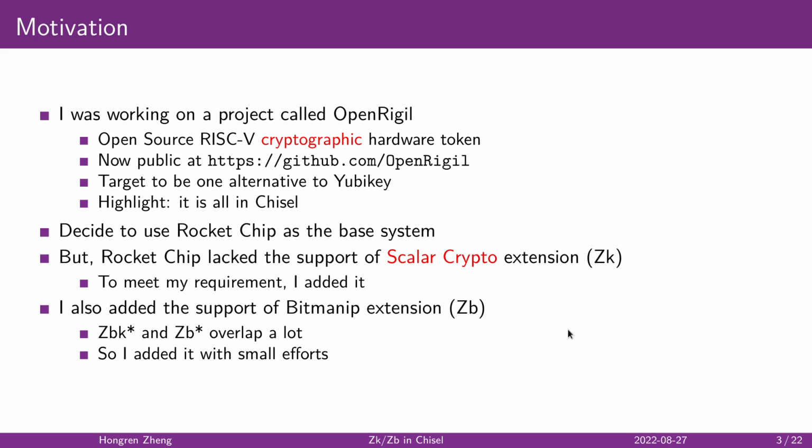For setting up this system, I decided to use Rocket Chip as the base system. However, Rocket Chip does not provide the Scalar crypto extension, which is needed by this project. So to meet my requirement, I added support for it. I also added support for the bit manipulation extension because they overlap a lot. So with just small effort, I added them.